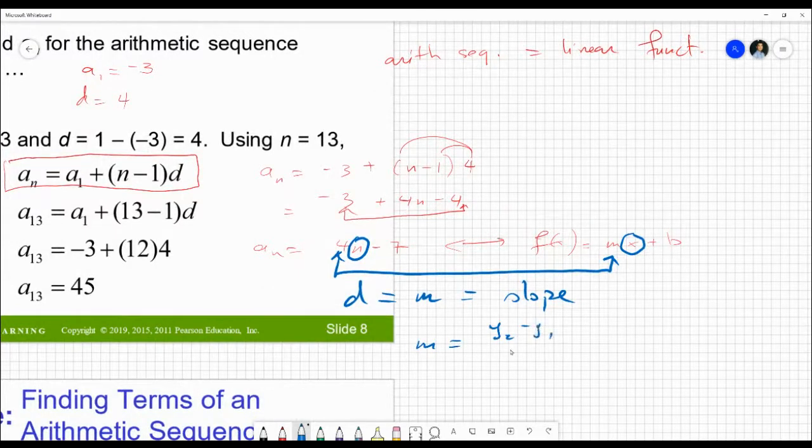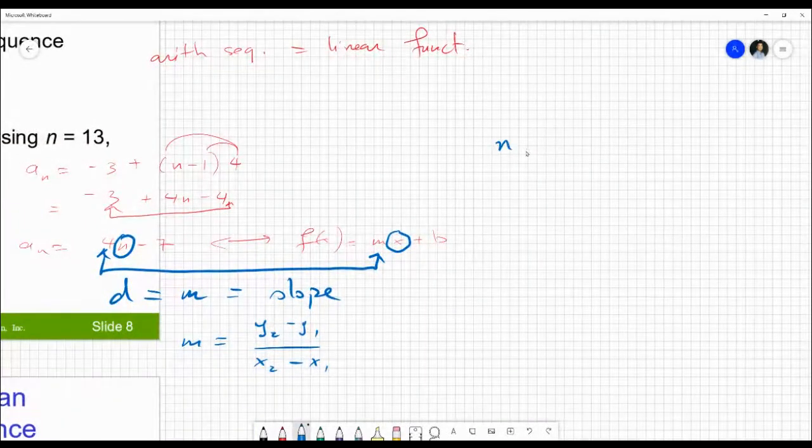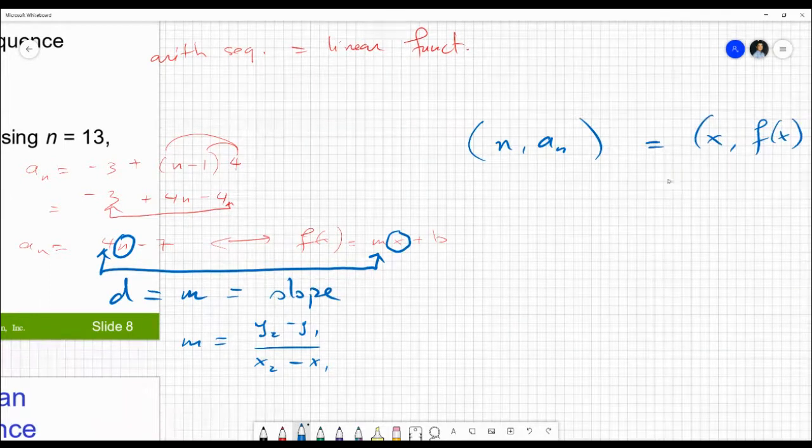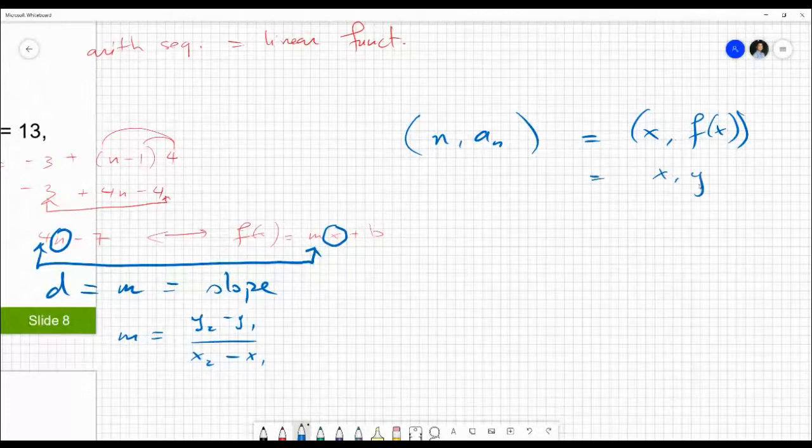y2 minus y1 over x2 minus x1. And I want you to get used to seeing a sequence as a function. So anytime you have a general term, n and an, this is nothing more than a point. This is like saying the same thing as x and f of x, right? But we commonly use x and y. So f of x is nothing more than y. So you can think of this as the same thing.